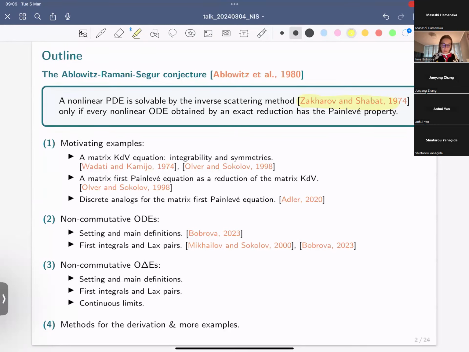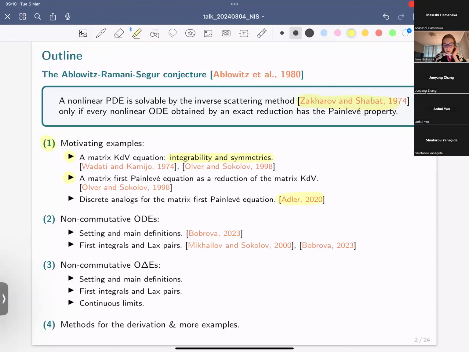My talk will be divided into four parts. The first part is about motivating examples. We are going to look at the matrix KdV equation and discuss its integrability and symmetries. Then we obtain a matrix first Painlevé equation as a reduction of the matrix KdV. After that, we will look at the discrete analogs for the matrix first Painlevé equation obtained in the paper by Adler.